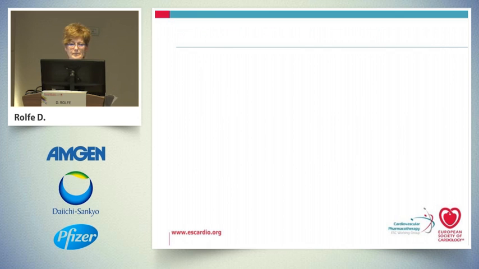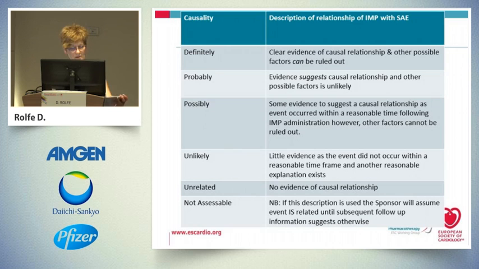So this is how we would assess causality. This is the table that we would use when you're thinking about what's happened in relation to the drug and its dosing. So definitely, probably, or possibly would require expedited reporting to the competent authority.